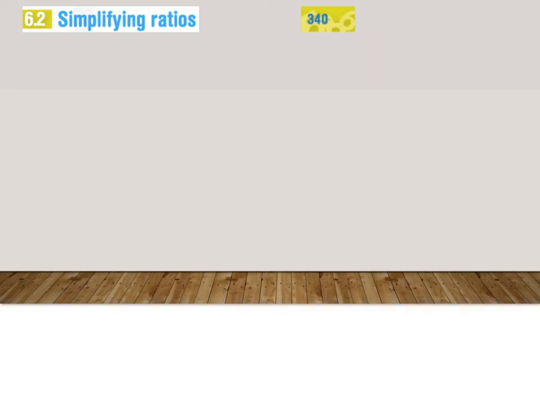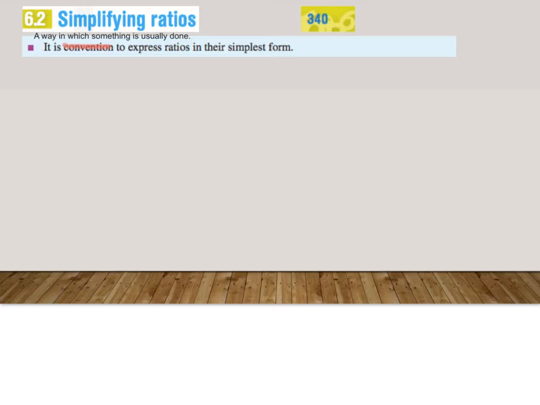Simplifying ratios, 6.2 on page 340 of your textbook. It is convention to express ratios in the simplest form. So what is convention again? Convention is a way in which something is usually done. So usually we will leave any fraction in its simplest form.